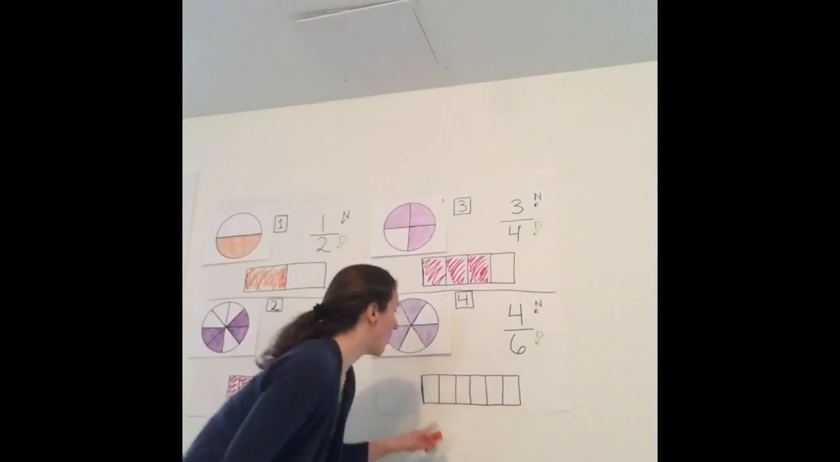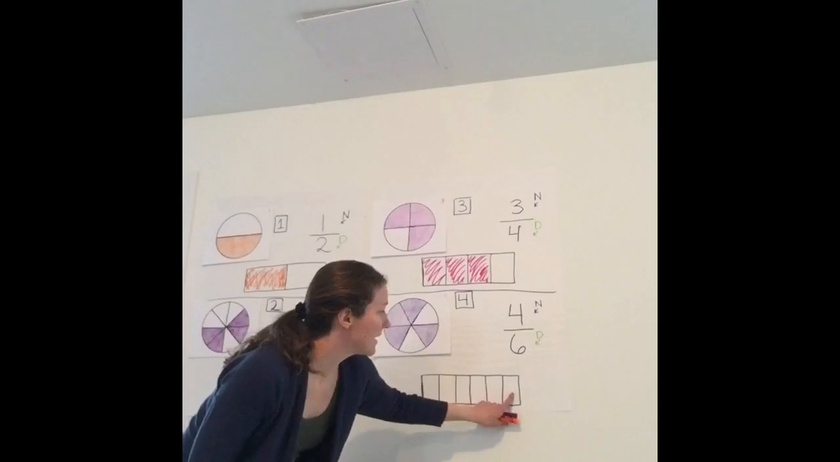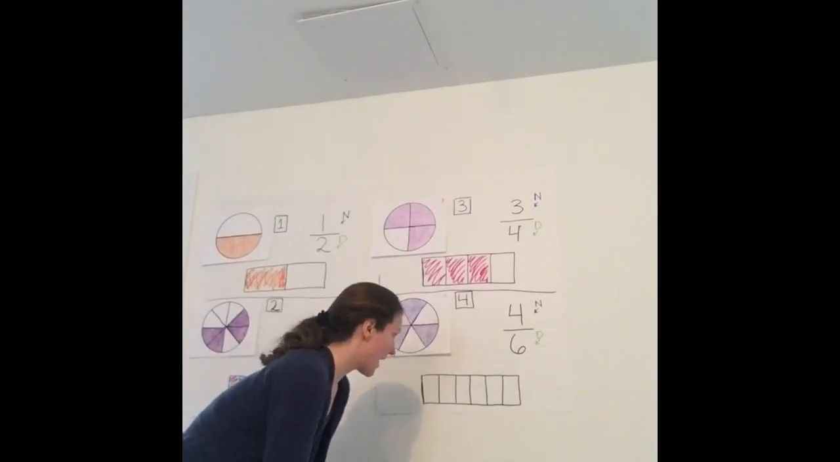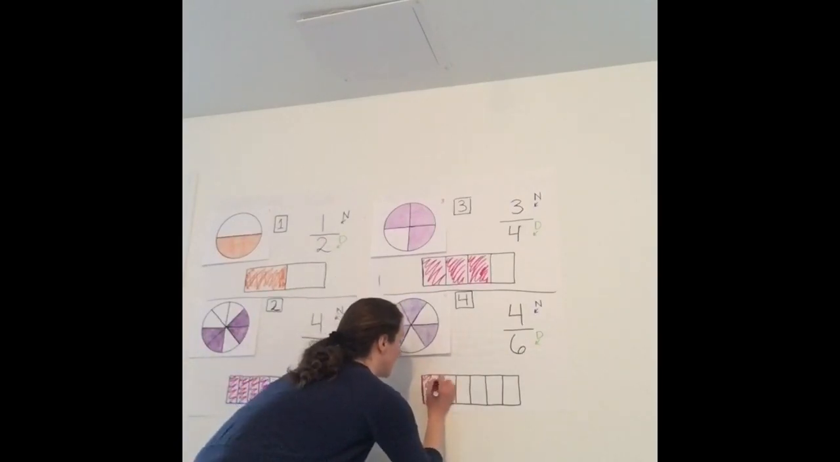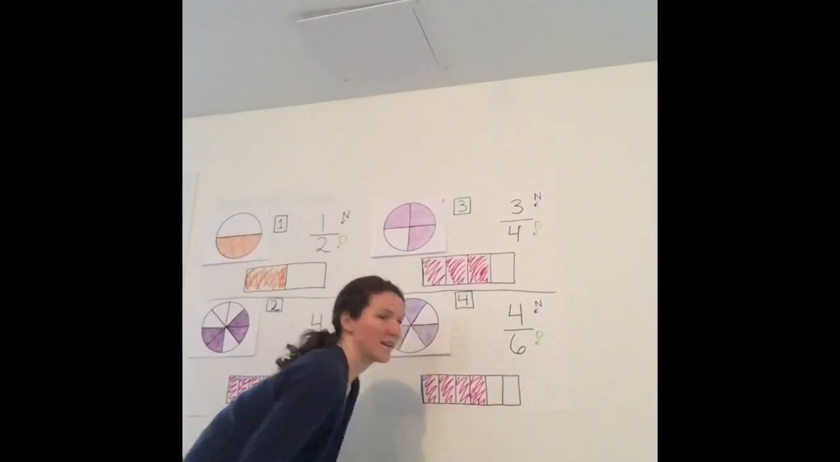All right, now my whole was divided into 1, 2, 3, 4, 5, 6 equal parts. And I'm going to color in 4/6. 1, 2, 3, 4.